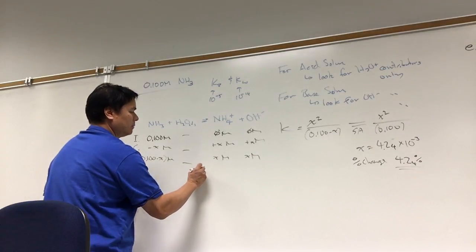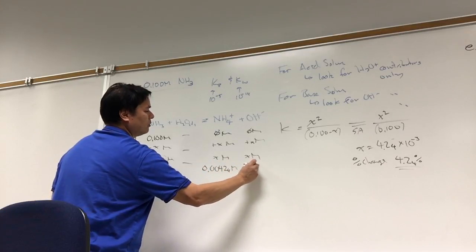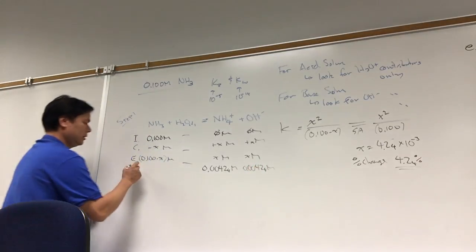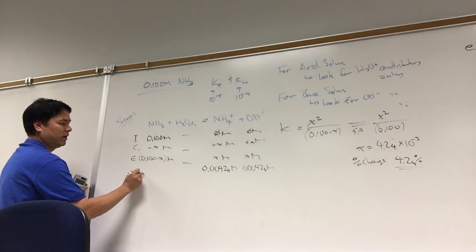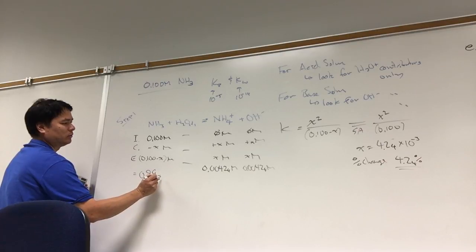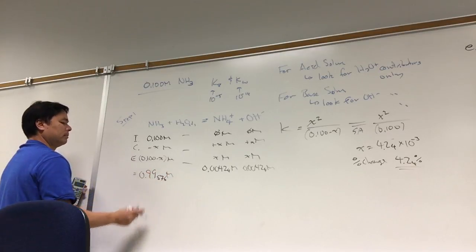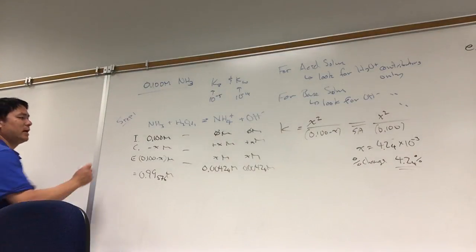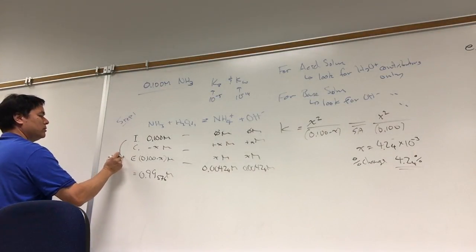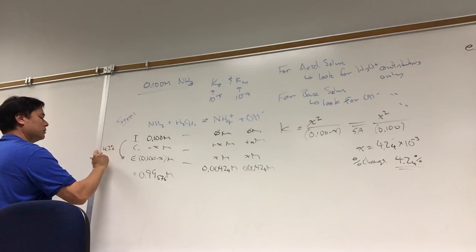And so over here, this is going to be 0.00424 molar, 0.00424 molar, and then this is going to equal 0.995 76. What we say here is this is going to be 4.2% hydrolyzed, or you know, it's 4.2% reaction.